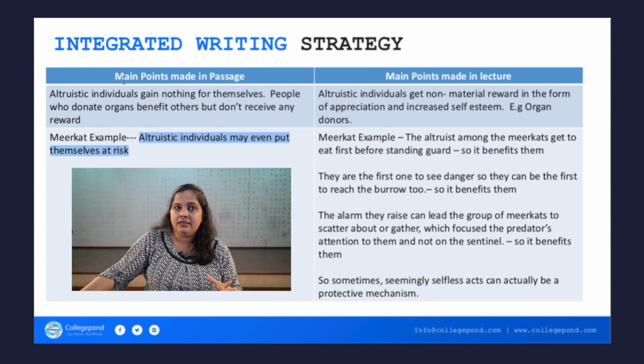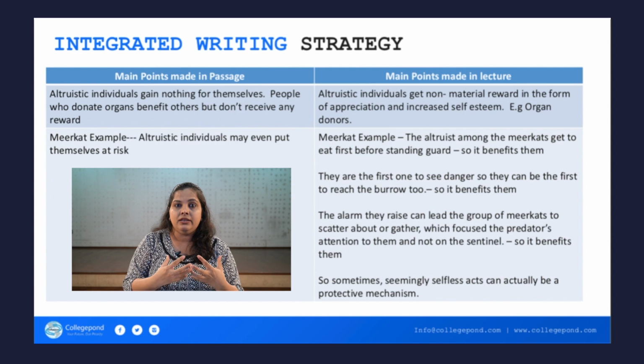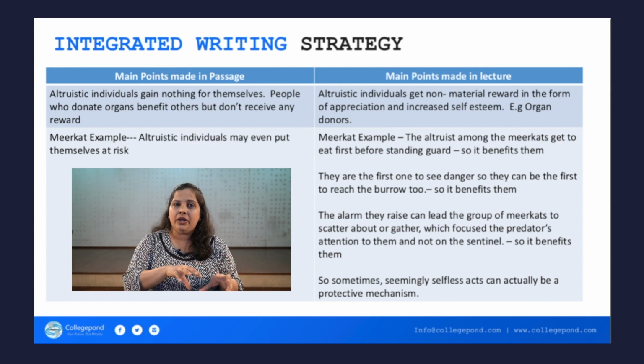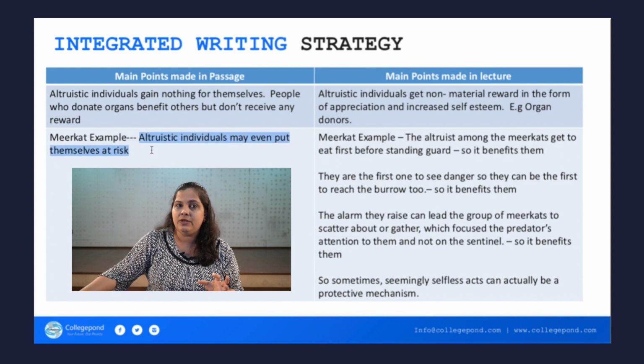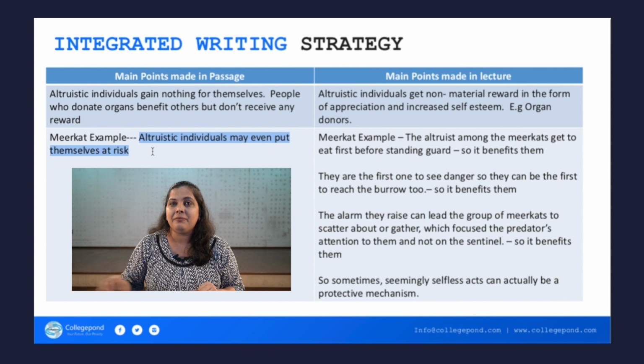So I have put that in this particular category, main points made in the passage. The passage also talks about how those meerkats actually are in danger because they are the ones to raise the alarm. So when they raise the alarm, the predator can actually see them, right? So these are some of the points that essentially put together mean that altruistic individuals put themselves at risk. So if you are basically helping others, you are somewhere kind of sacrificing yourself, or you're not being true to yourself. So that's the sense that you get.